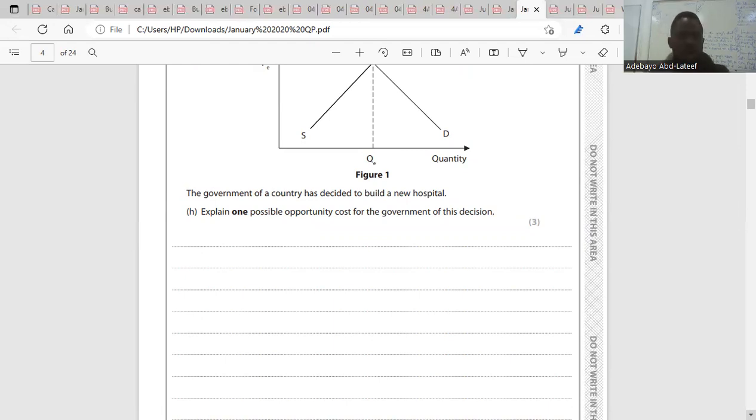So if the government of this country has decided to build a new hospital, it might mean that a new school will not be able to be built. So the opportunity cost would be what? The new school that won't be built. Is it clear? Yes. So that is the question. You define what opportunity cost is and you relate it to the case study.